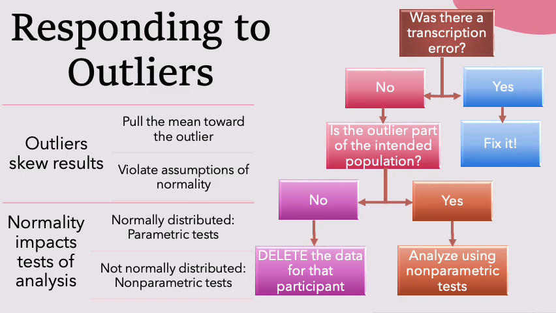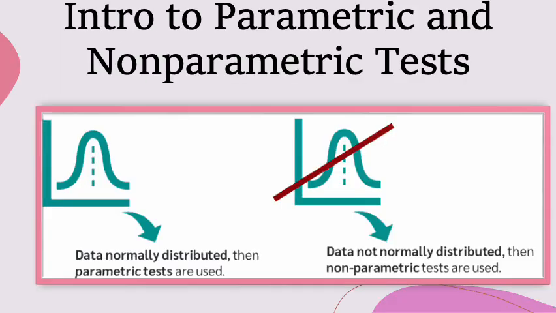I would argue that the more ethical approach, instead of transforming data or changing scores, is to accept that your data are not normally distributed, accept the fact that the outlier is skewing your data, and proceed by analyzing your data using what is called a non-parametric test of statistical analysis, because non-parametric tests do not require your data to be normally distributed.